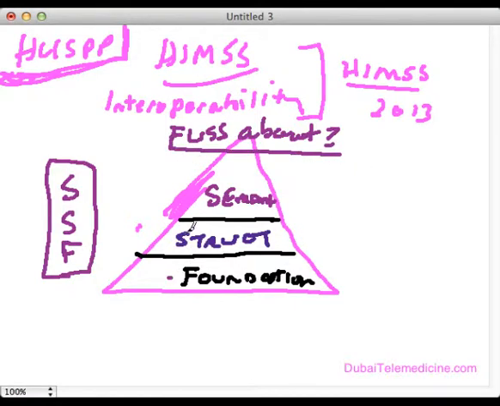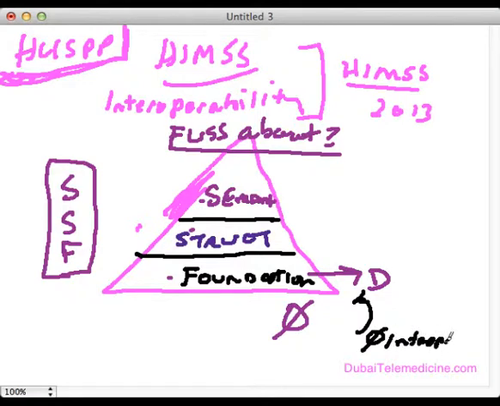So foundation, structure, semantics. If you take a look at foundational interoperability, this allows data to be exchanged from one information technology system to be received by another. And it does not require the ability for the receiving information technology system to actually interpret that data. So this is a key question here. So no interpretation of the actual data.